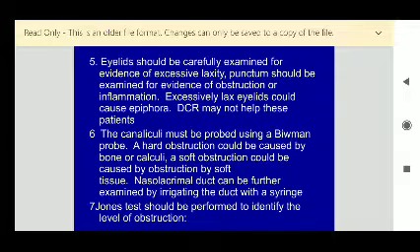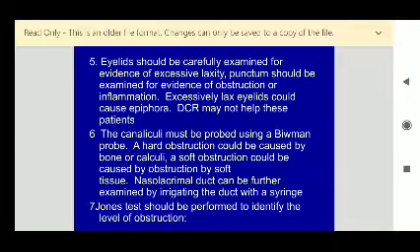The punctum should be examined for evidence of obstruction or inflammation. Excessively lax eyelids can cause epiphora. DCR may not help these diseases. The canaliculus must be probed using a Bowman's probe. A hard obstruction could be caused by bone or calculi. A soft obstruction could be caused by soft tissue. The nasolacrimal duct can be further examined by irrigating the duct with a syringe.